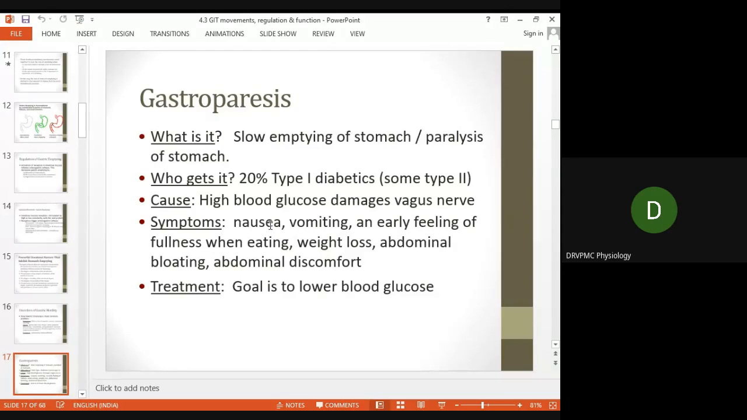What are the symptoms? The patients will complain of nausea, vomiting, an early feeling of fullness when they eat, weight loss, and abdominal bloating. Bloating is a fullness-like sensation, or they feel discomfort. Then what is the treatment? Since this is due to diabetes, our goal is to lower the blood glucose. Once the blood glucose is lower, the gastroparesis may decrease.